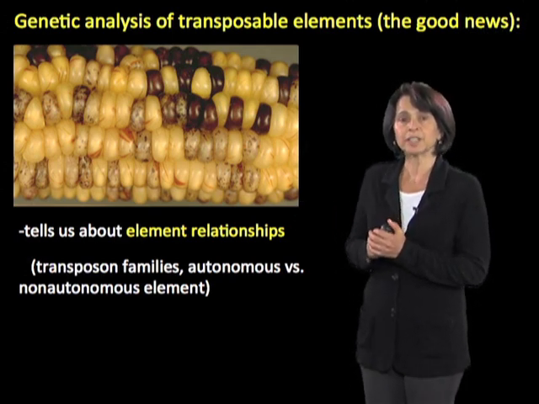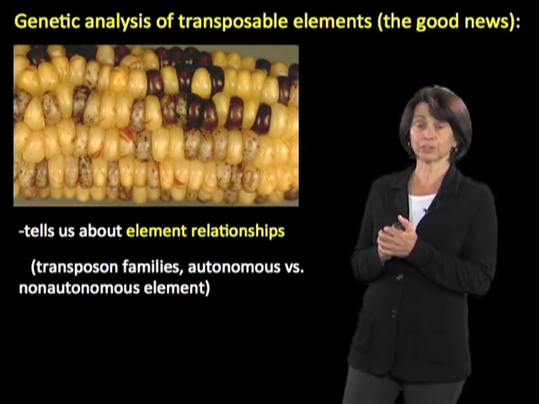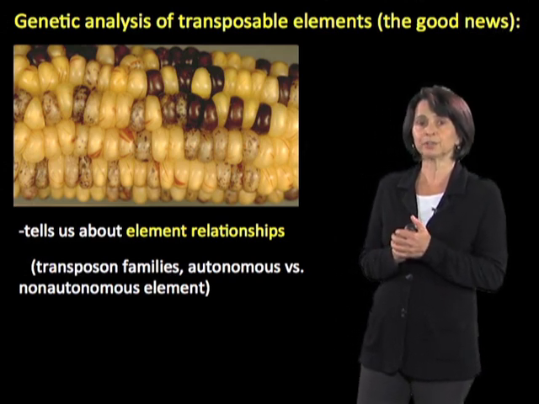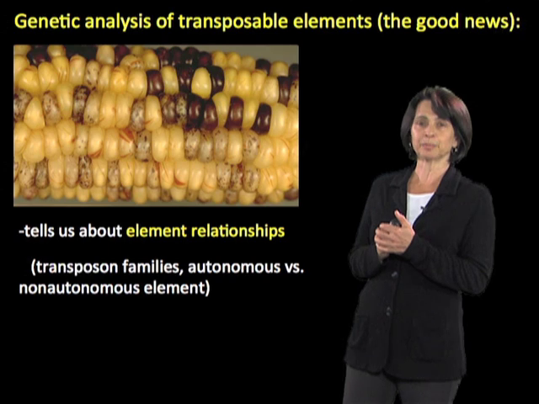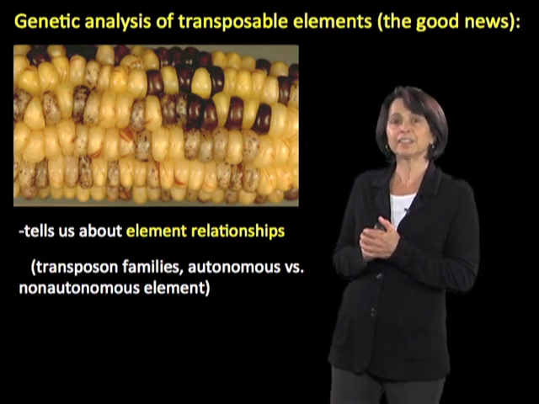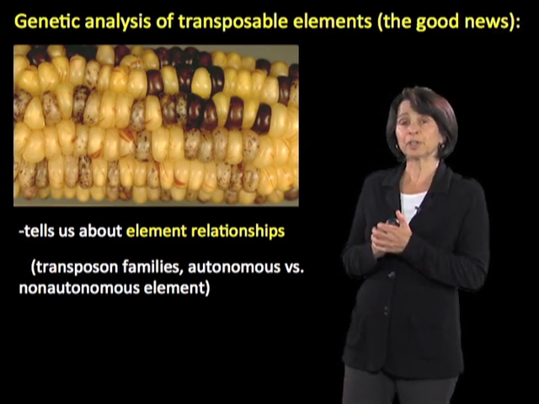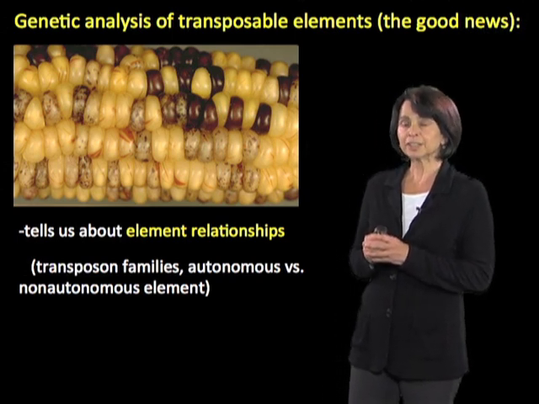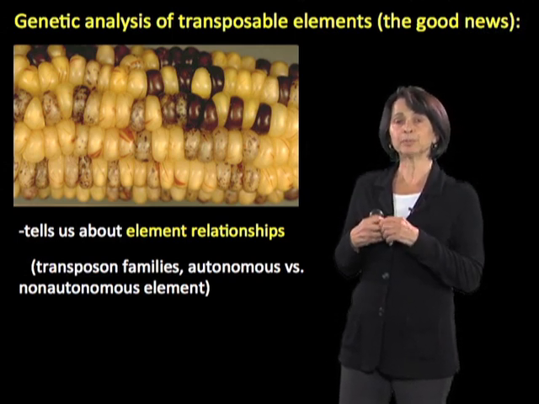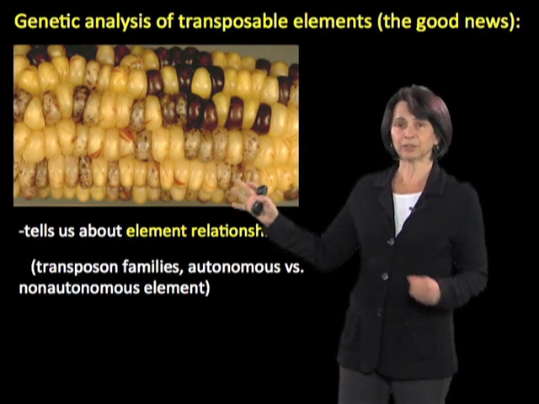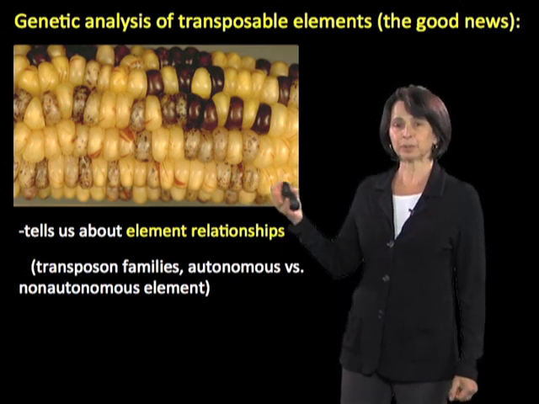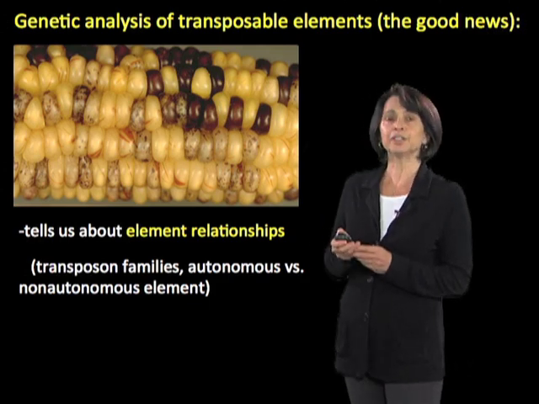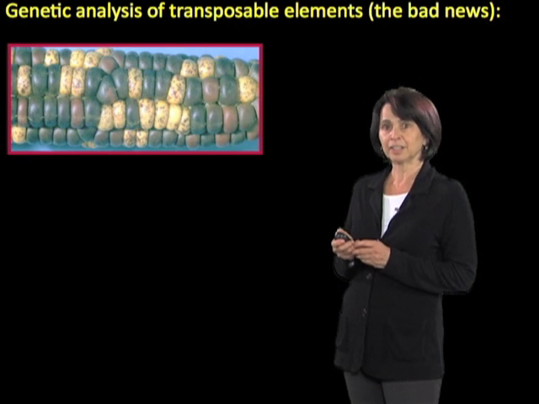And I described at the beginning of the first talk the difference between autonomous elements, that is elements that encode transposase, and non-autonomous elements. Those are the elements that do not make transposase, but are able to move if there's an autonomous element in the genome. McClintock and others were able to deduce this just by looking at the behavior of transposable elements in crosses.